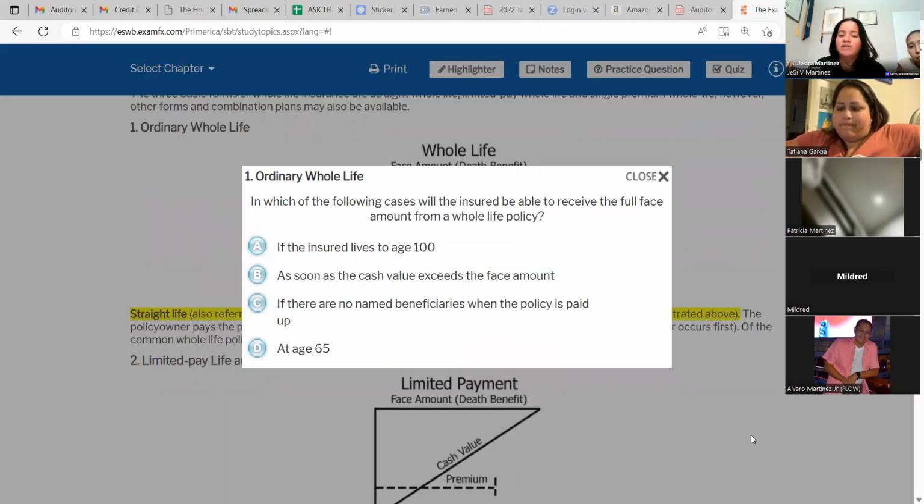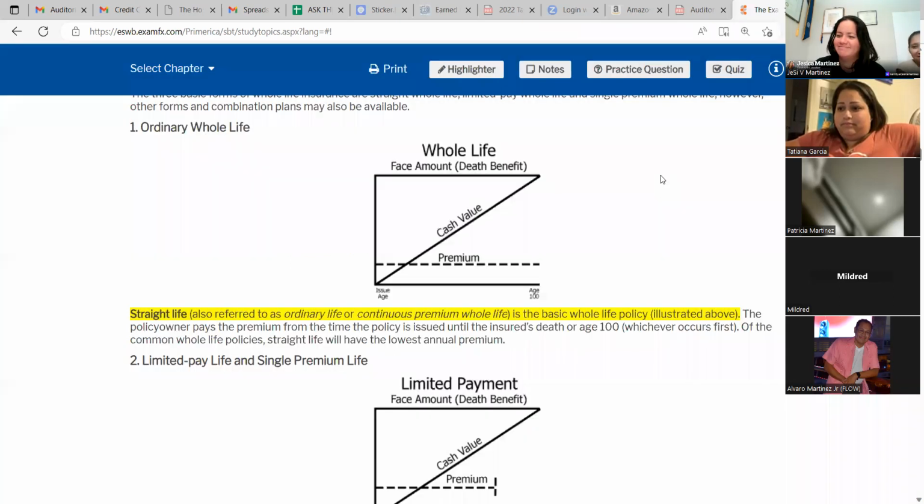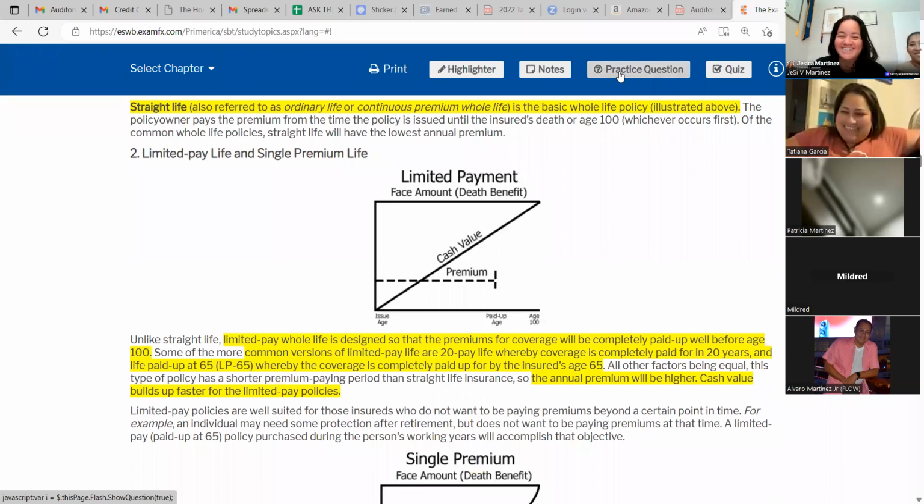In which of the following cases will the insured be able to receive the full face amount from a whole life policy? A, if the insured lives to age 100. B, as soon as the cash value exceeds the face amount. C, if there are no named beneficiaries when the policy is paid up. D, at age 65. And an A? Okay, good job. So if you turn 100 years old, they automatically give you your death benefit, your full face amount. They're like, good job for living this long, go and live life. At 100, exactly.